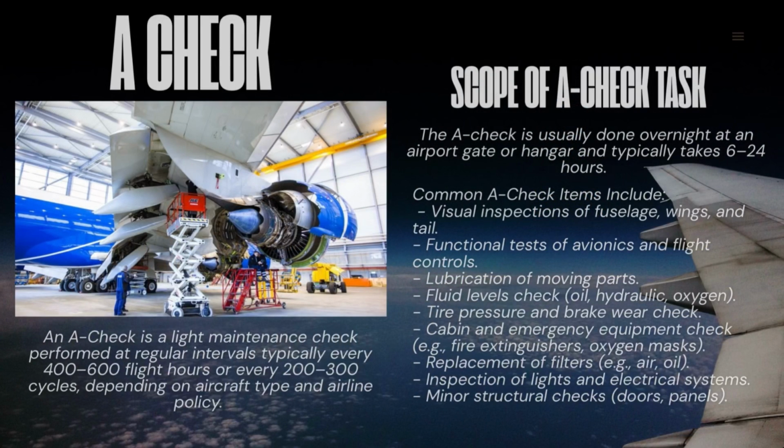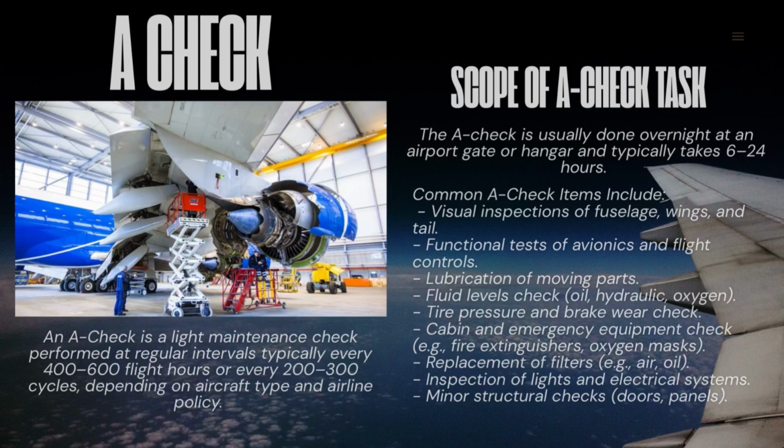An A-check is a light maintenance check performed at regular intervals, typically every 400 to 600 flight hours, or every 200 to 300 cycles, depending on aircraft type and airline policy. The scope of an A-check: it is usually done overnight at an airport gate or hangar and typically takes 6 to 24 hours.